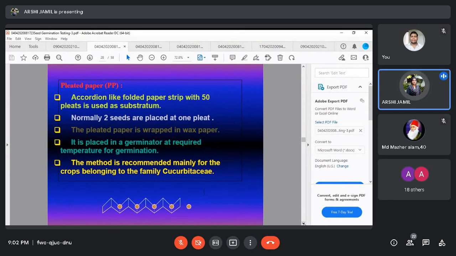So you fold the paper in a pleated manner, and then in each pleat you dip the paper in distilled water, and in each pleat you place the seeds and cover it with wax paper, place it in the germinator, and then you go for the germination test. The pleated paper method is generally recommended for all the crops that belong to the cucurbitaceae family.